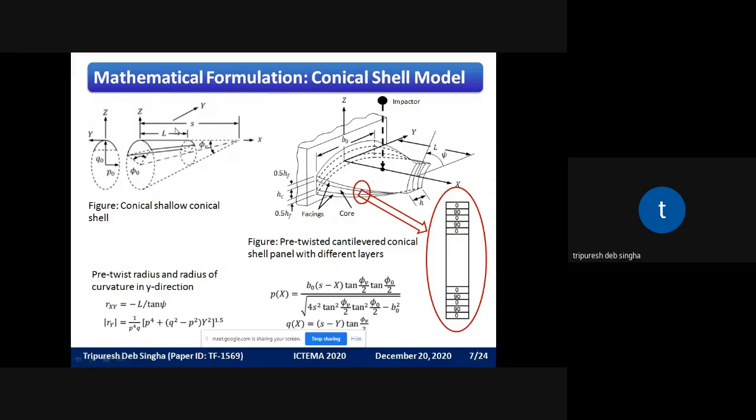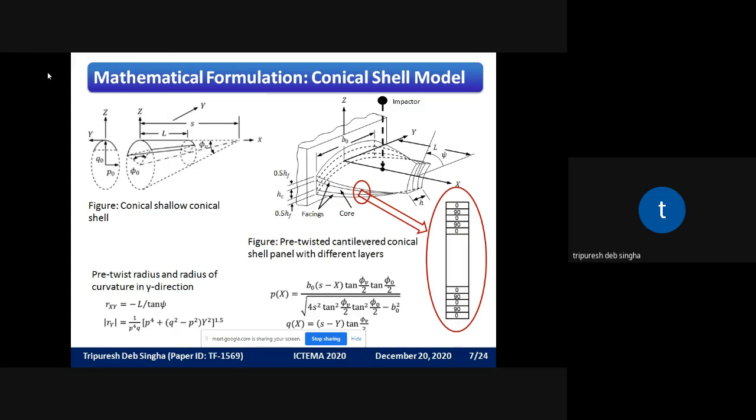And in this study, the shallow conical shell is considered. Here it is shown that the conical shell panel is obtained by truncating the conical shell, whose length is S and the span length is L. The base subtended angle is phi 0. The vertex angle is phi V, and P0 and Q0 are the minor and major radii of the oval cross section at base.